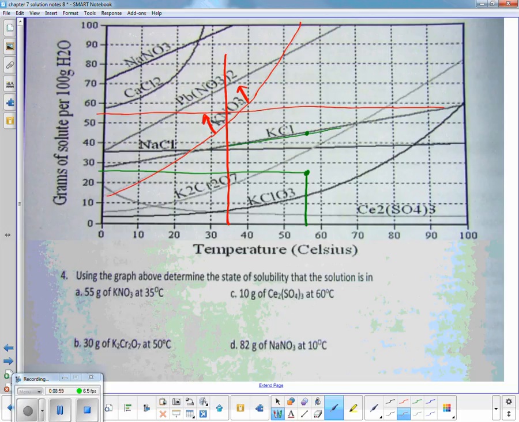They might just say, I have this many grams, and this is how much I can dissolve. Is it saturated, supersaturated? They might just give it to you in words rather than give you a graph.